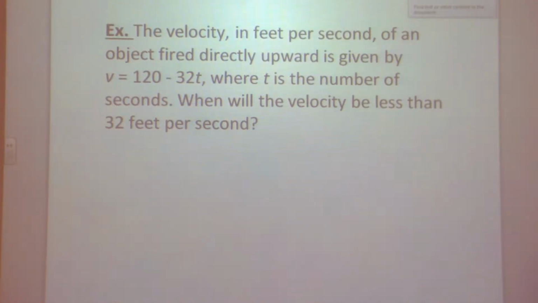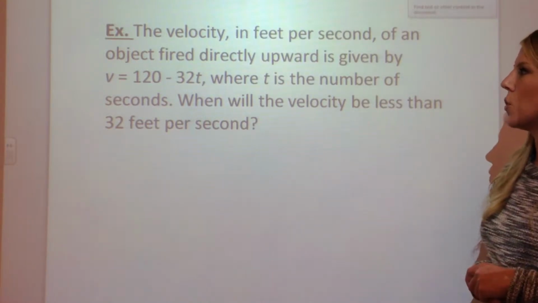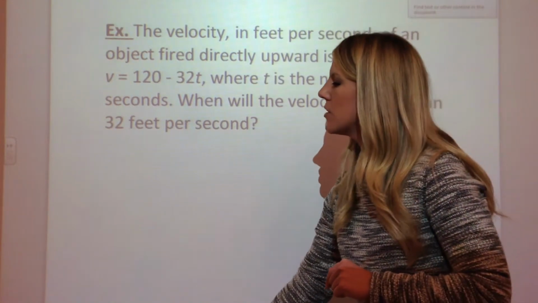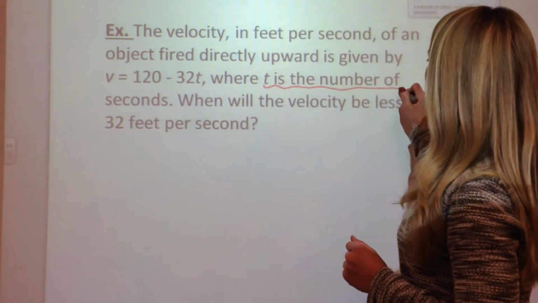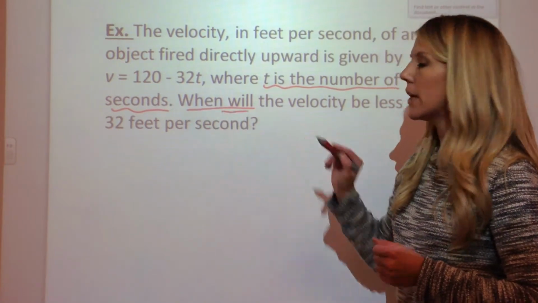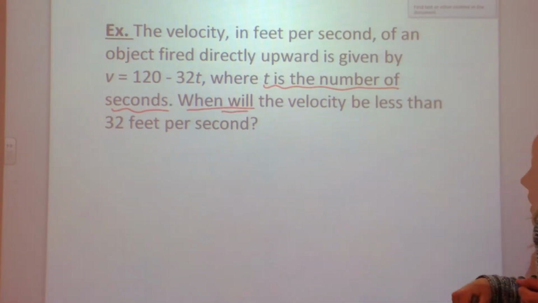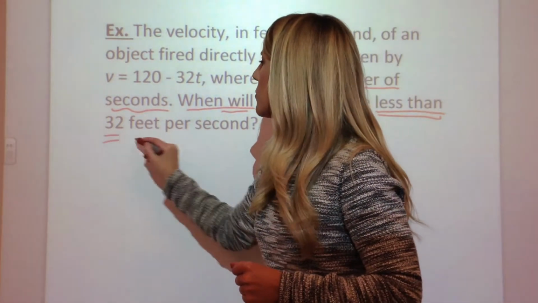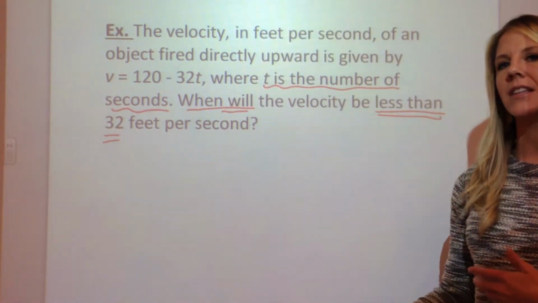All right, so let's look at some situations that call for an inequality. The velocity in feet per second of an object fired directly upward is given by v equals 120 minus 32t, where t is the number of seconds. So they've defined the variable for us. They've told us what t represents, the number of seconds. When will, meaning we don't know the time, so we're solving for time, the velocity be less than 32 feet per second?